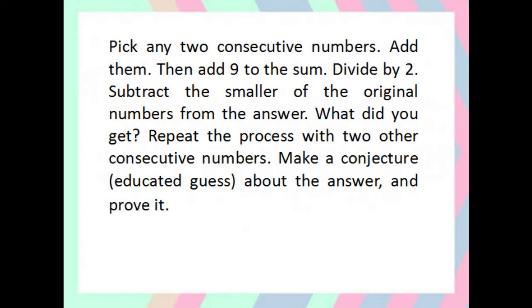Pick any two consecutive numbers. Add them, then add 9 to the sum. Divide by 2. Subtract the smaller of the original numbers from the answer. Repeat the process with two other consecutive numbers. Make a conjecture about the answer and prove it.